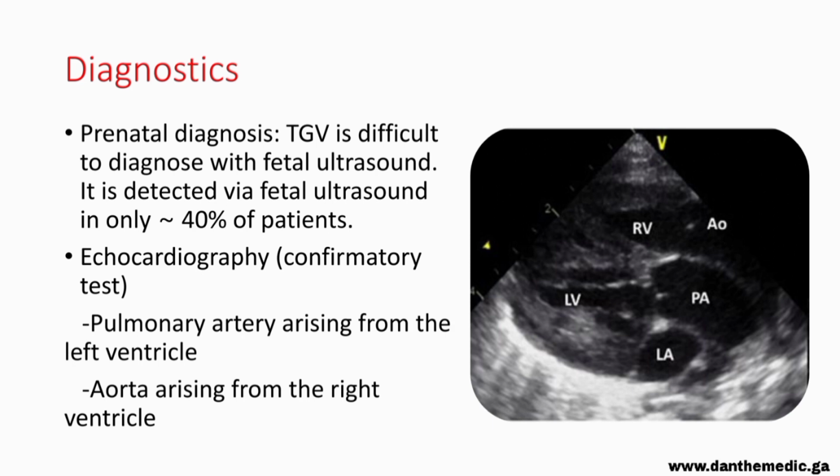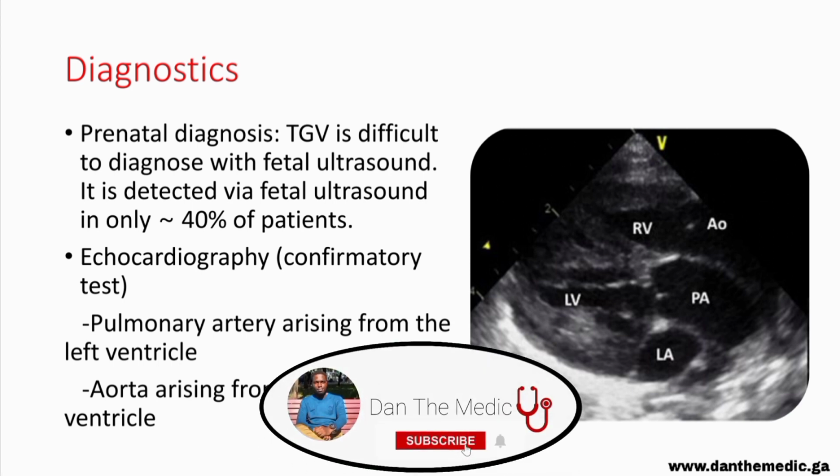Now, as for the diagnosis, unfortunately, it's difficult to diagnose during pregnancy with fetal ultrasound, and it's only successful in approximately 40% of patients. So when the child is delivered, we can then do ultrasound. And then on doing this ultrasound, we will see that the pulmonary artery arises from the left ventricle and the aorta arises from the right ventricle, which signifies transposition.